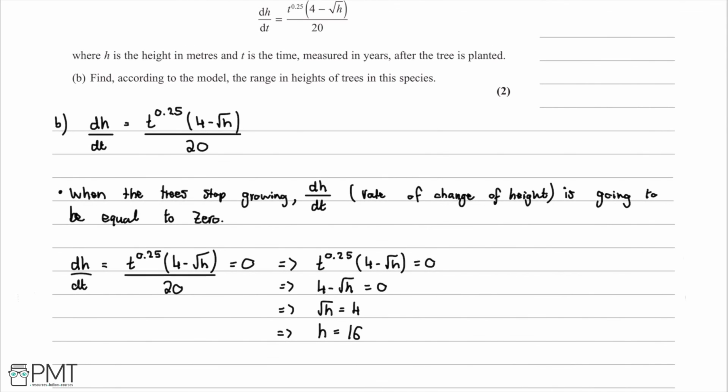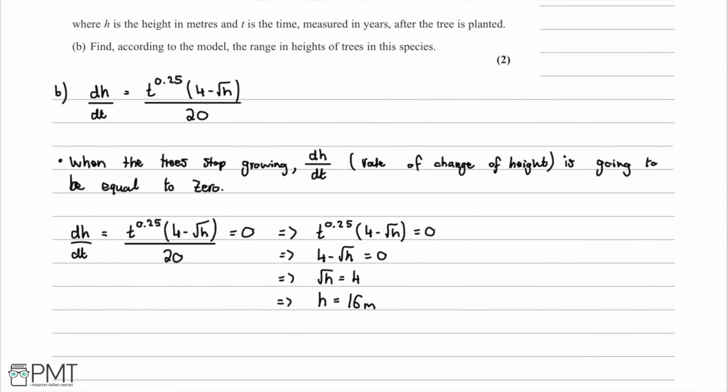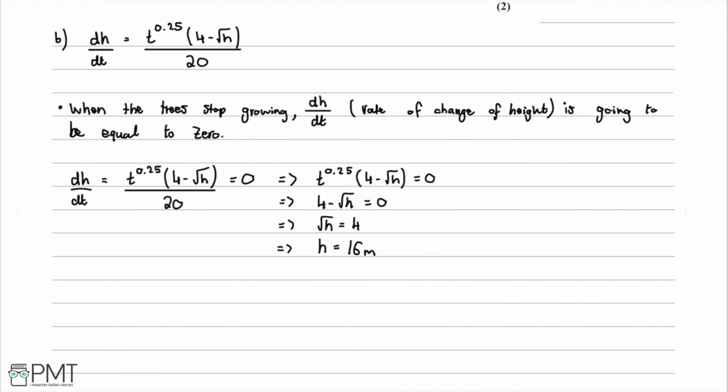So then we're asked in the question the range of heights of trees in this species. So we've shown here that when the trees stop growing, they will be 16 meters. But then we know that some trees will be just planted, some trees will be new, and they will start at a height of 0 meters. So therefore, the range of heights of trees will be anything between 0 meters and 16 meters. So therefore we've found the range of heights of the trees in this species according to the model.